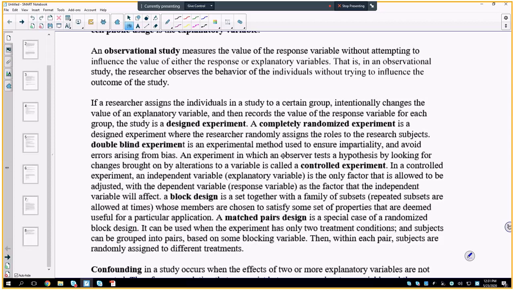A block design is a set, together with a family of subsets, whose members are chosen to satisfy some set of properties that are deemed useful. And a matched pairs design is a special case of a randomized block design. It can be used when the experiment has only two treatment conditions and subjects can be grouped into pairs based on some blocking variable. Then within each pair, subjects are randomly assigned two different treatments. I know that's a lot of information, but we'll try to parse through it in a couple of examples. One more thing we need to know, very important, is this idea of confounding.